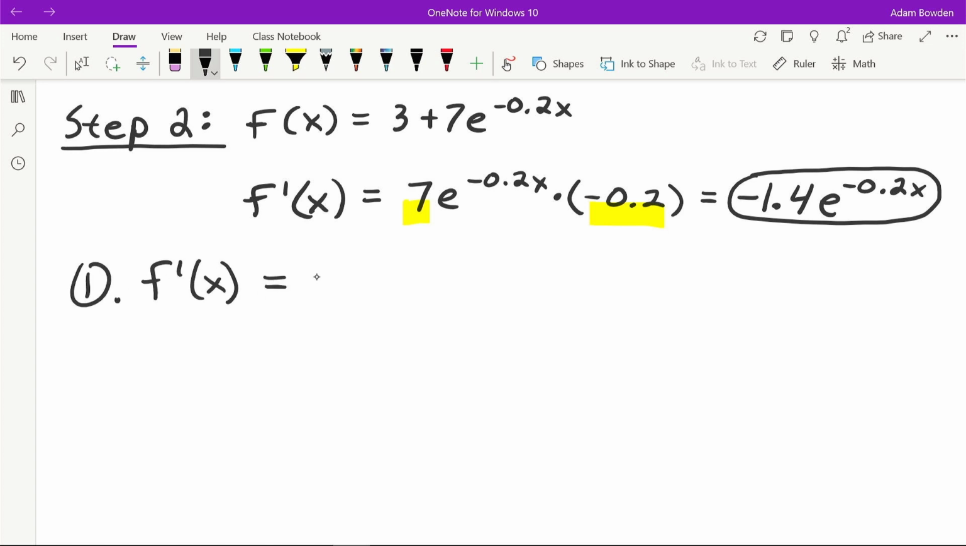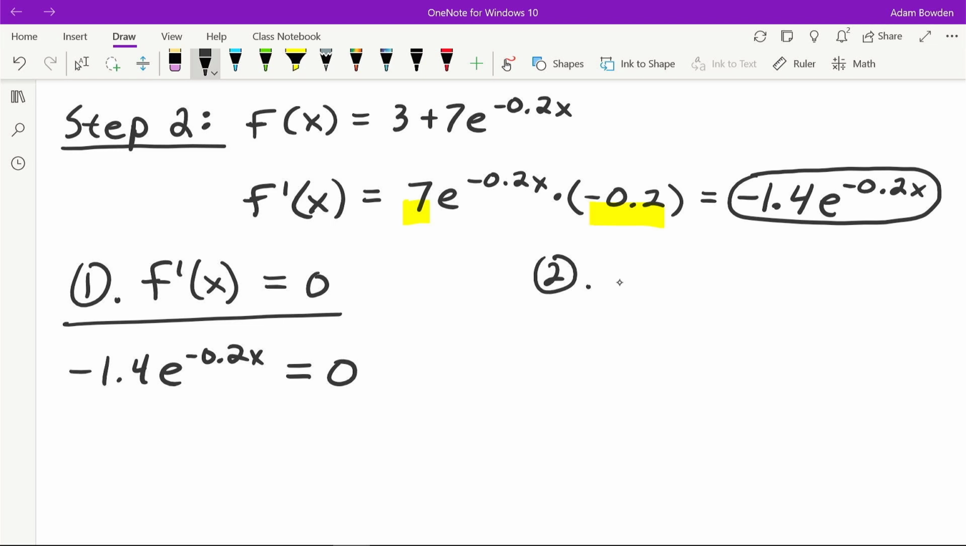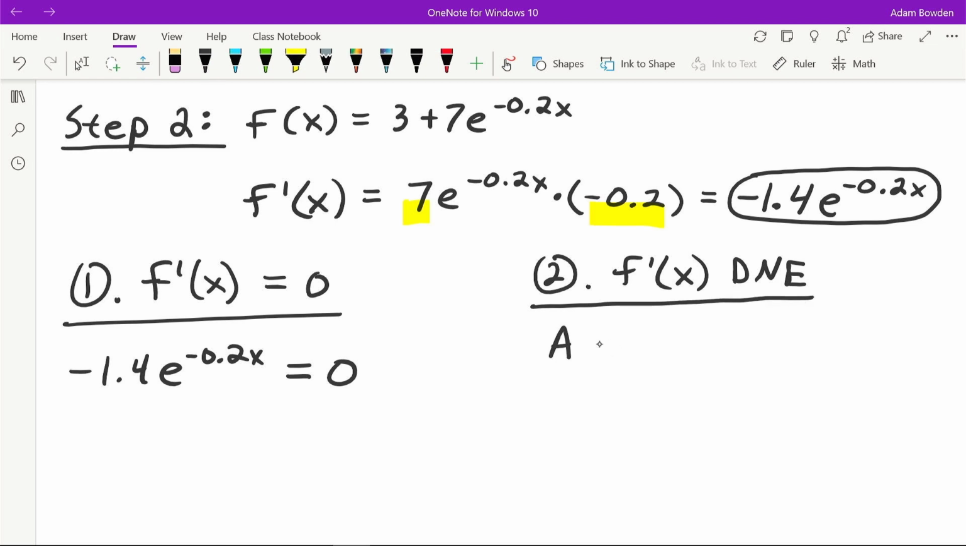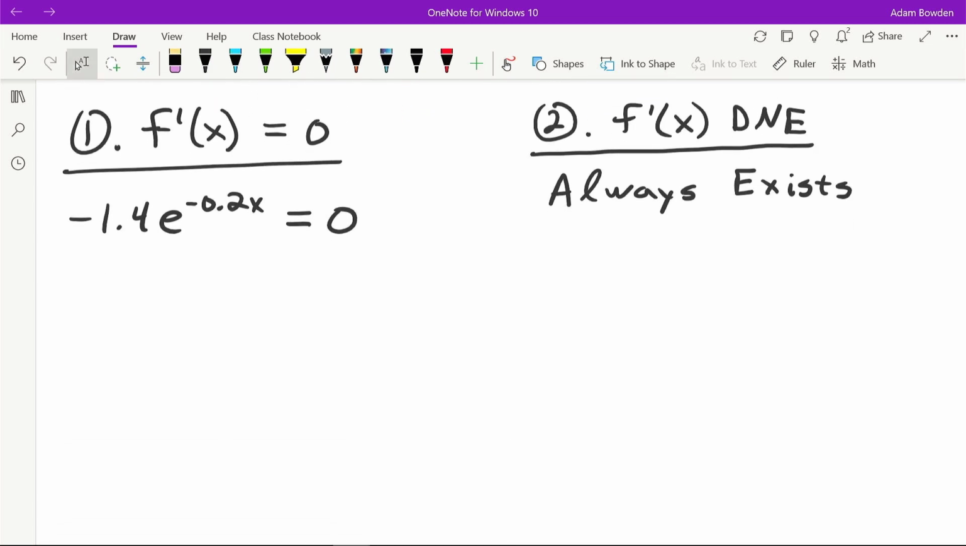We're going to try to set it equal to 0 and solve. So setting the first derivative equal to 0. And we also want to check if the first derivative does not exist. Now I'll go ahead and throw in here that since it's an exponential function, it always exists. So this is not a function where we need to worry about whether or not it exists. We'll only need to think about the derivative set equal to 0.